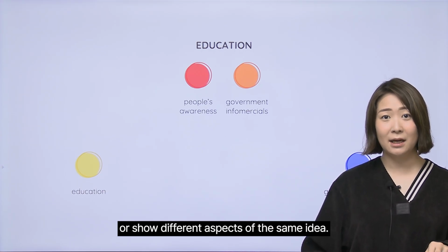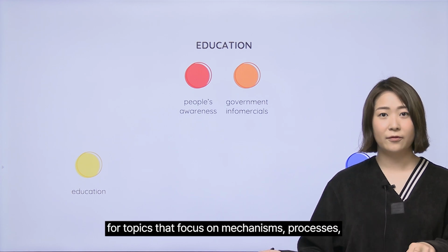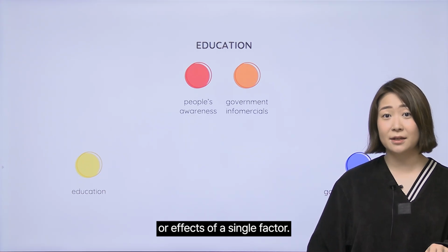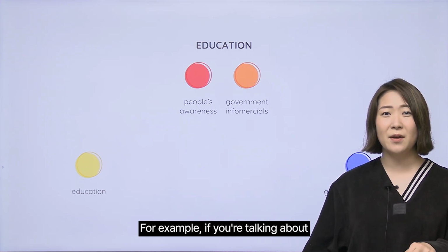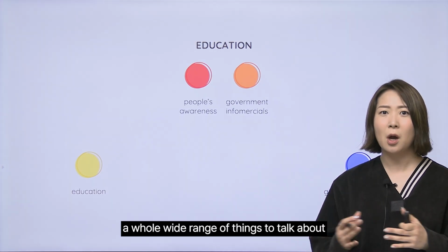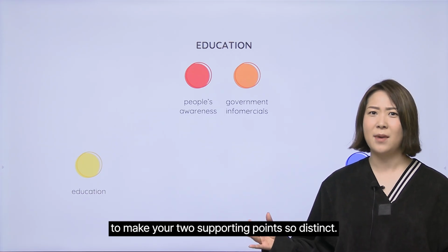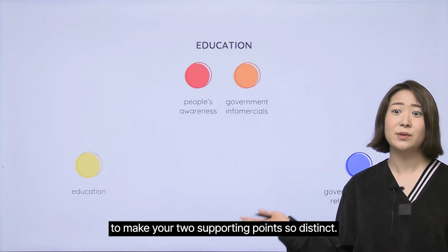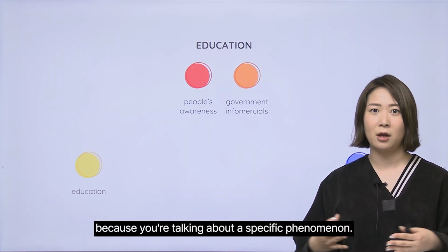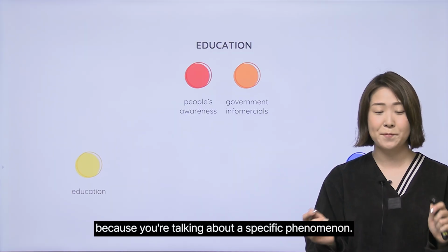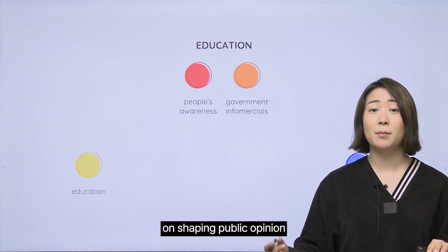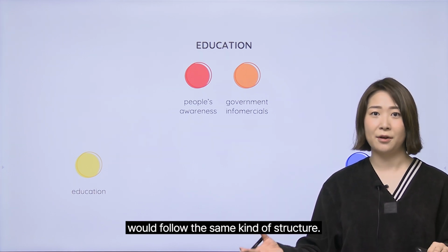Now, this approach works really well when you're trying to emphasize depth or show different aspects of the same idea, or building on a single concept for topics that focus on mechanisms, processes, or effects of a single factor. For example, if you're talking about the impact of sleep on memory retention, you're probably not going to have a whole wide range of things to talk about to make your two supporting points so distinct. They are going to have to be pretty closely related because you're talking about a specific phenomenon. Other topics, like the role of social media in shaping public opinion, would follow the same kind of structure.